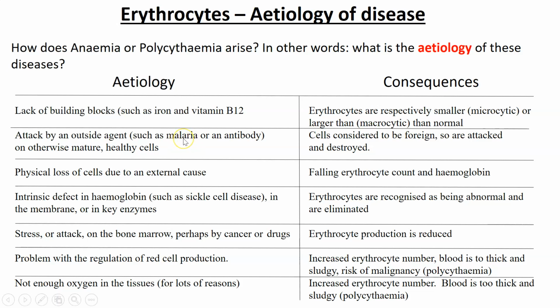Okay, and so therefore they rupture. And so the malaria parasite, in order to fulfill its life cycle, destroys your red blood cells. Another problem could be your own immune system, an autoimmune condition whereby it attacks your red blood cells in some form.